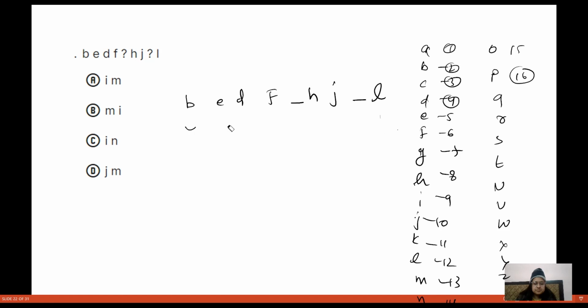Okay, so we have this B, E, D, F, dash, H, and J, and then a dash, L. So we know very well this is 2, this is 5, this is 4. So B, E, there is a difference of 3. D, F, there is a difference of 2. Okay, B, F, D, F, there is a difference of 2.